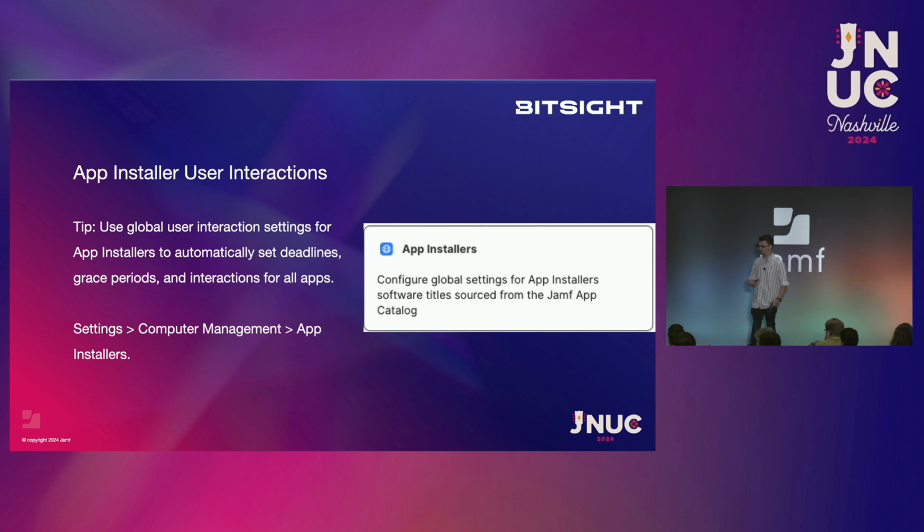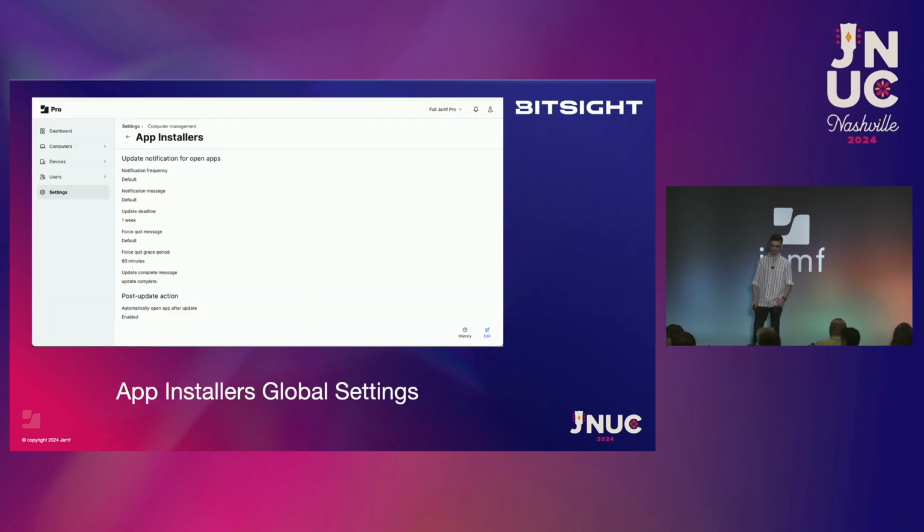We usually do a 7-day deadline and then a 60-minute grace period before the app will quit and then auto update. So again, you can set these user interaction settings. These settings can include deadlines, grace periods, update complete behavior, whether or not you want the app to open, et cetera.